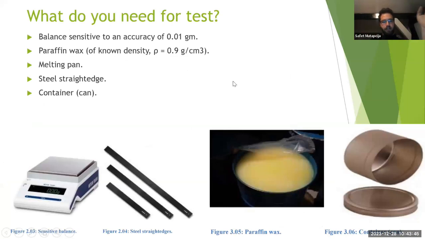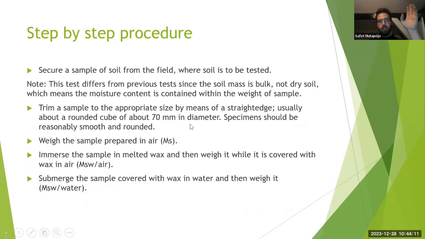So what you actually need is a scale, as you're going to have in every laboratory, a paraffin wax that can be used for the sand, rocks, or the gravel, a melting pan that you're going to use for the wax, of course, a steel cage, and a container for the water. So what's the step-by-step procedure? Secure a sample of the soil from the field where the soil is to be tested.